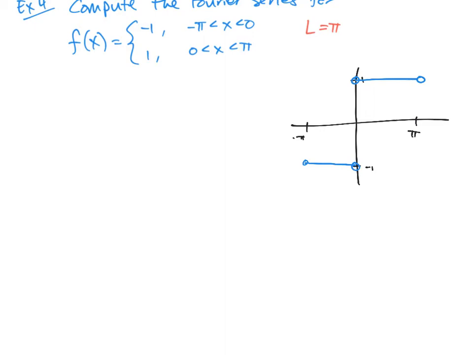Something we could observe here is that this is an odd function. Remember what that means: if we rotate this around the origin, it's the same thing. The points we have up here are the same down here. And so now let's compute our coefficients.